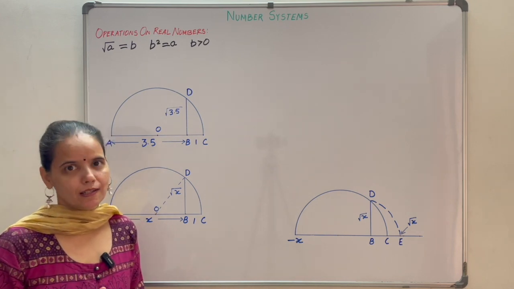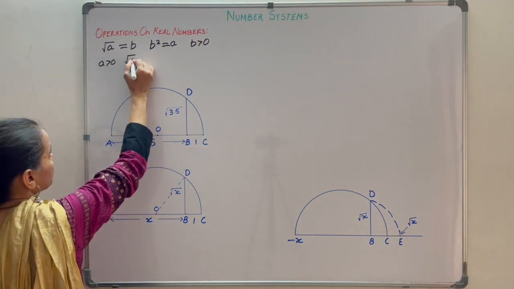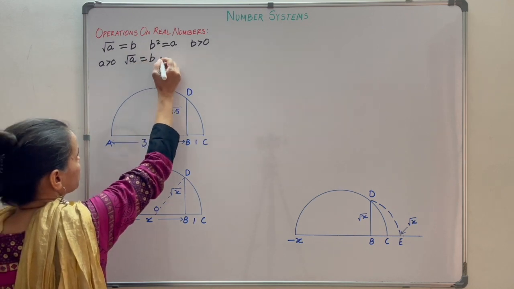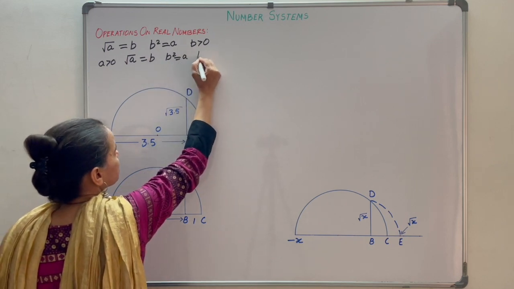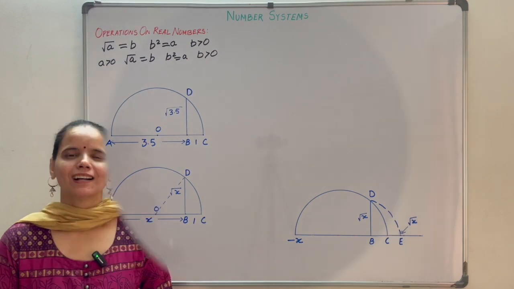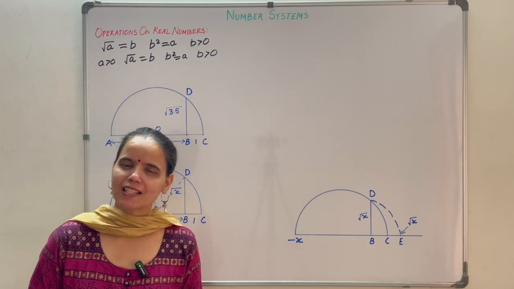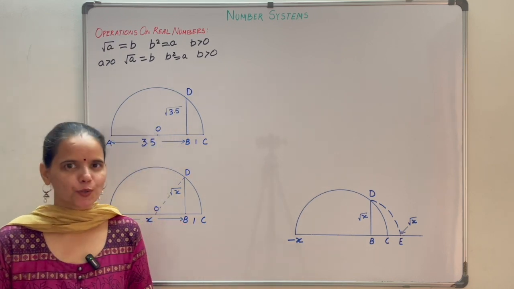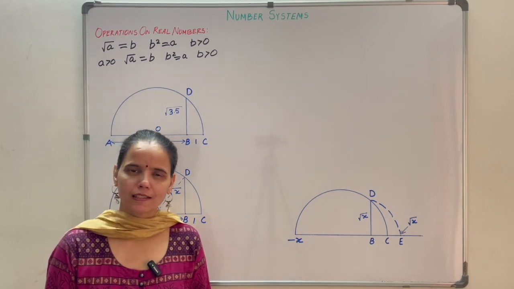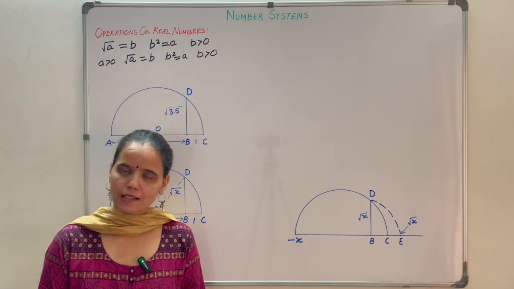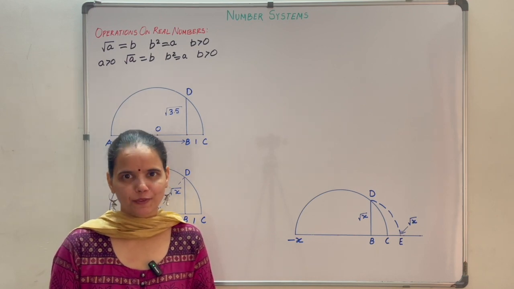So let a be a real number and here a is greater than 0. So square root of a is equal to b, which means that b square is equal to a and here also b is greater than 0. Earlier in this chapter, we have seen how to represent root n on the number line, where n is a positive integer. Let us now see how to represent root x geometrically, where x is a positive real number. We will understand this with the help of one example. So let us assume that x is equal to 3.5. So we will locate square root of 3.5 geometrically.